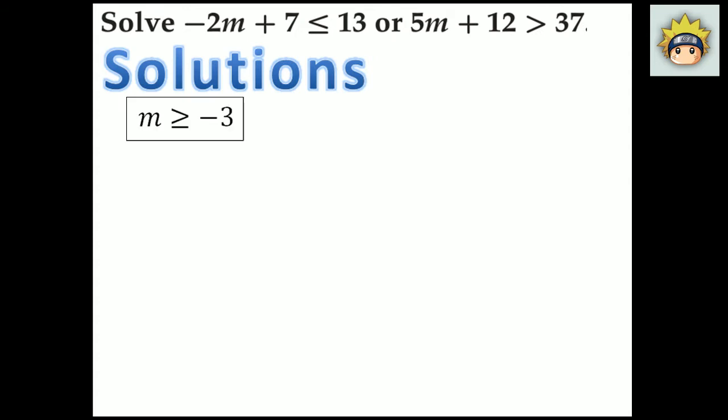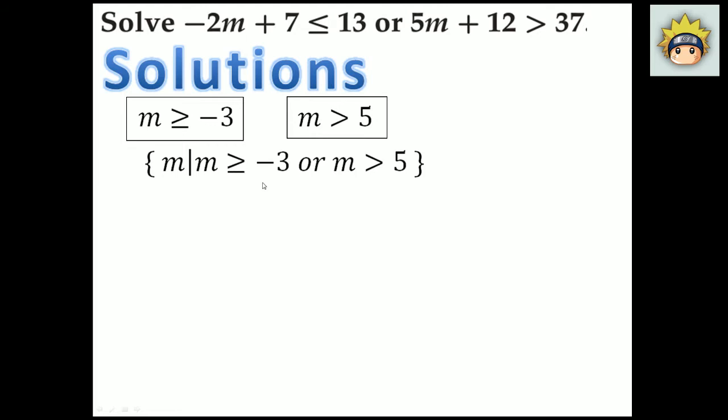So the first inequality, negative 2m plus 7 is less than or equal to 13. The solution for this one is m is greater than or equal to negative 3. The solution for 5m plus 12 is greater than 37 is m is greater than 5. So put it into solution set format. We put the set of m such that m is greater than or equal to negative 3, the word or, m is greater than 5.